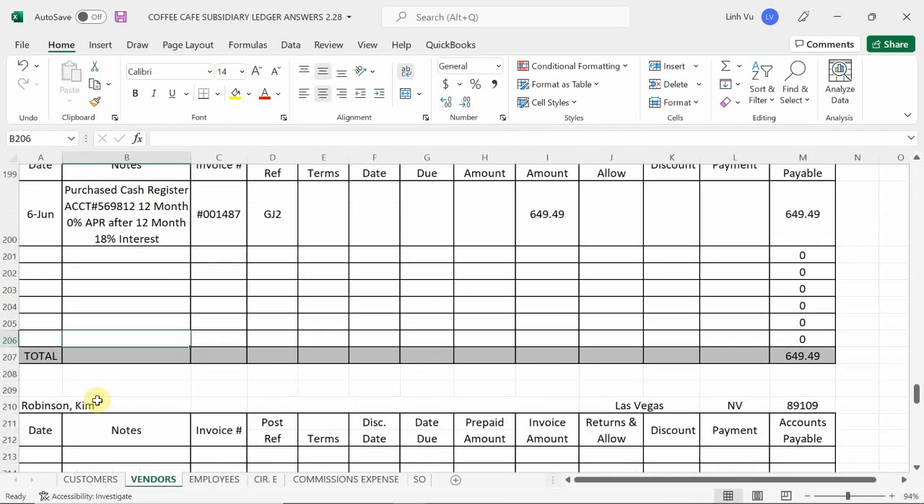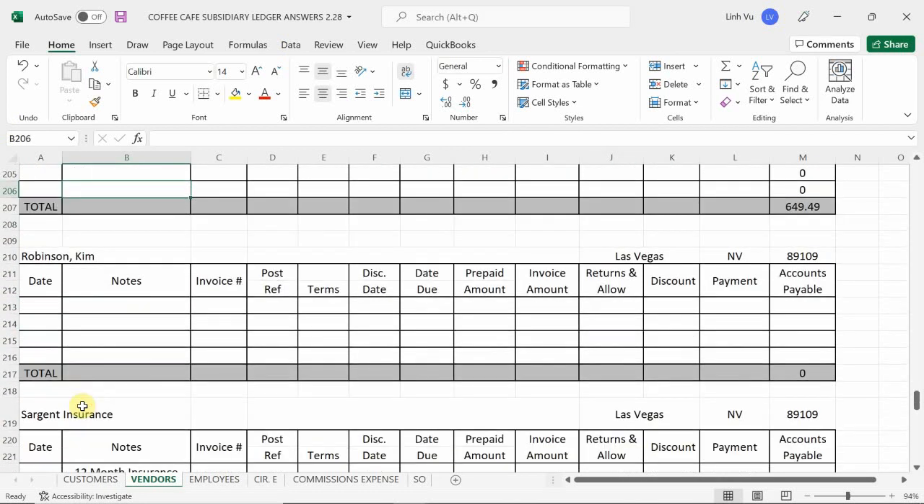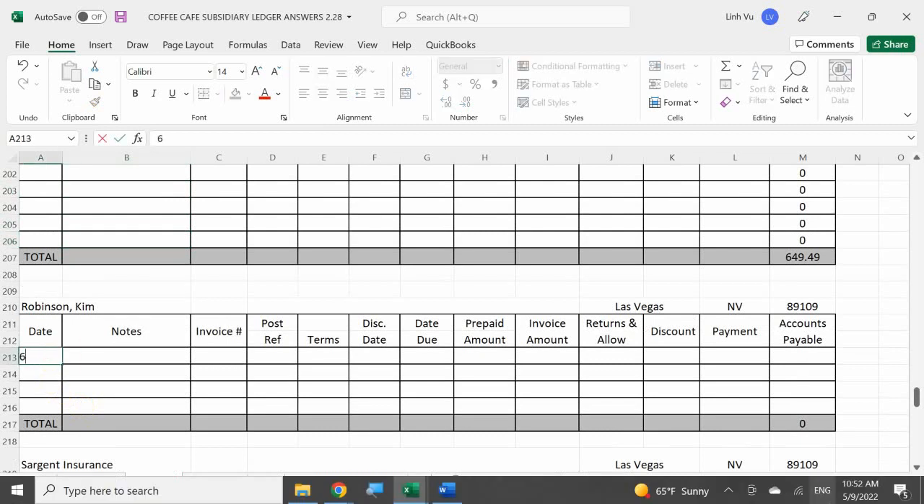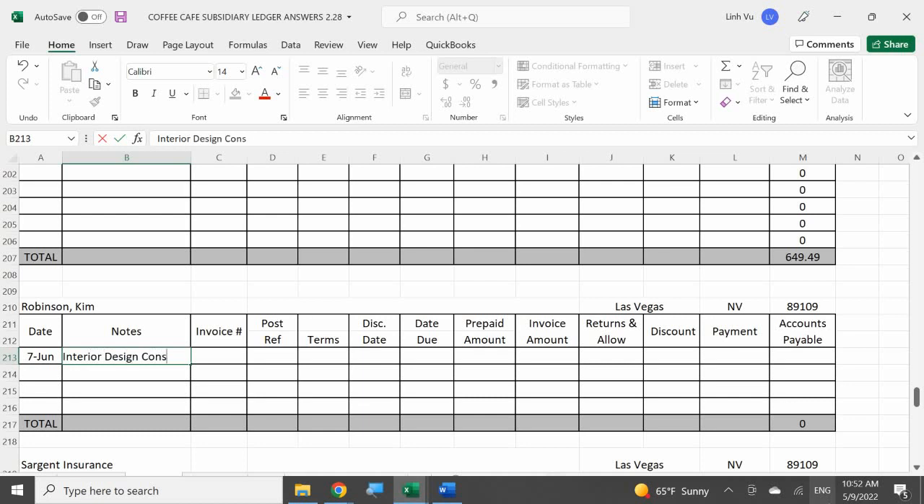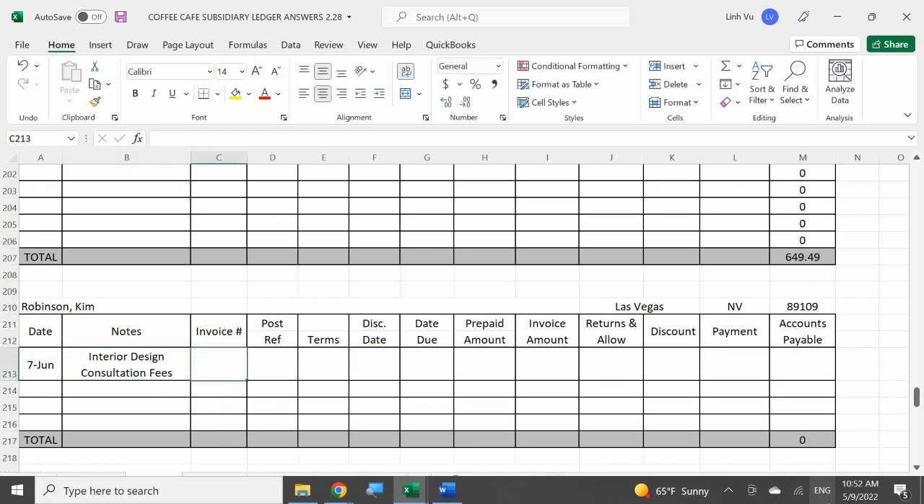So again, Robinson Kim is right here under restaurant supplies, and you can fill in all the information. So you could say interior design consultation fees. Invoice number 1542, post reference. Once again, we wrote this in our journal on our second journal here, second page.